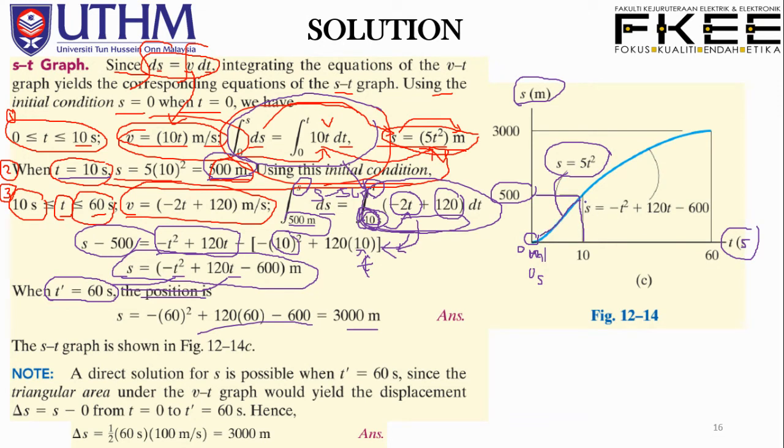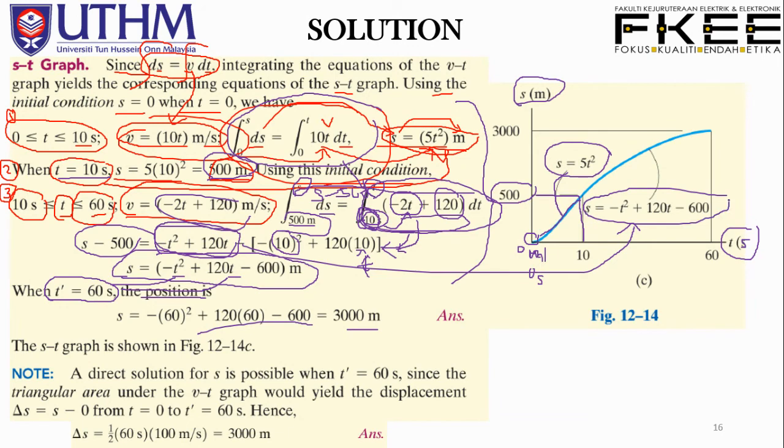And then for the second part, we have after 500 meter, which we have analyzed in this part. This is the equation from here, and we got this equation and we put it here. And then here again, up to 3000. This is what we just determined, 3000 meter at the time of 60 seconds.